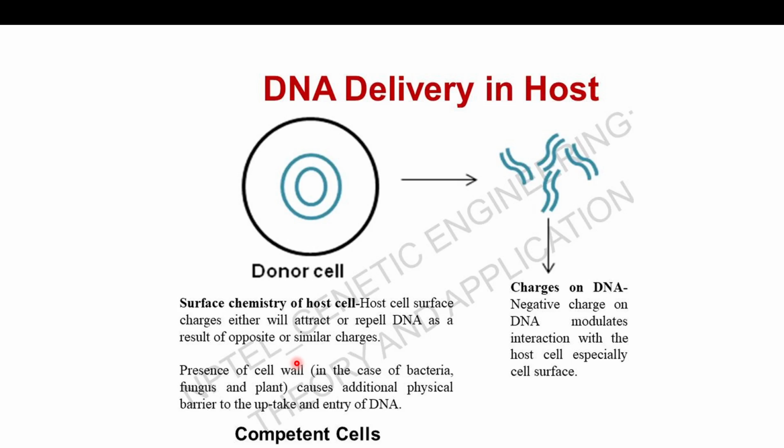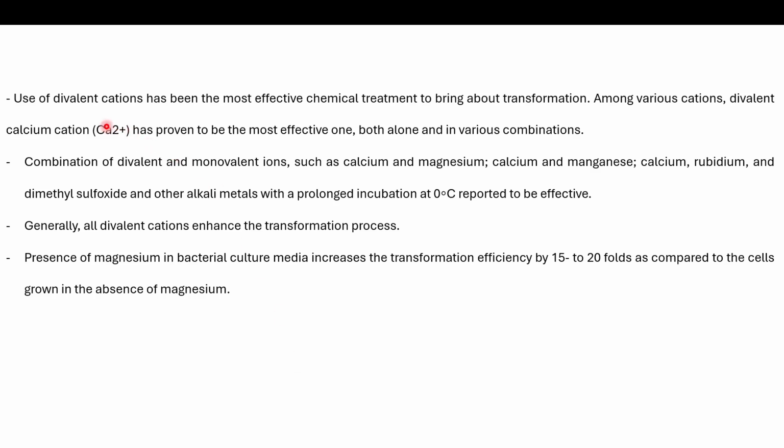Now we will look at DNA delivery and making cells competent, as well as how to really deliver the DNA or recombinant DNA into the host cell, in a little more detail. Usually divalent cations, especially calcium, magnesium, and manganese, are used, but specifically divalent calcium, Ca2+, has been the most effective chemical treatment to bring about transformation. Among the different cations that have been used, divalent calcium cations have been proven the most effective. All of this has been done experimentally in research laboratories, and has been experimentally proven.